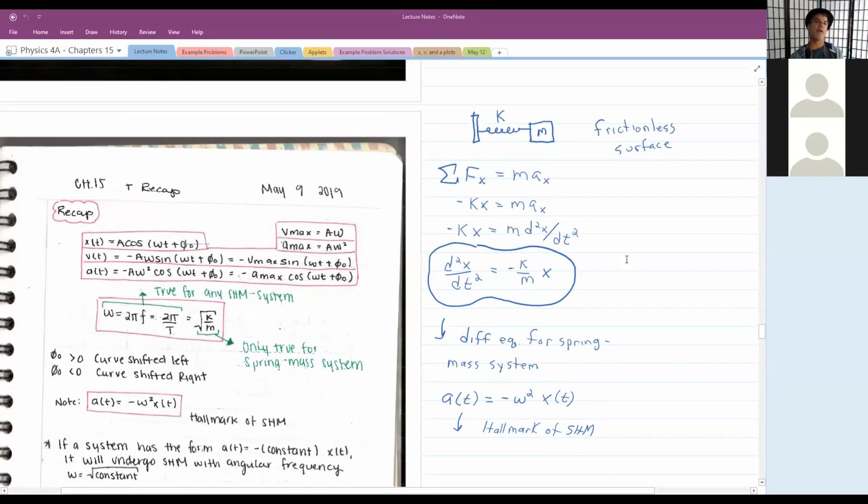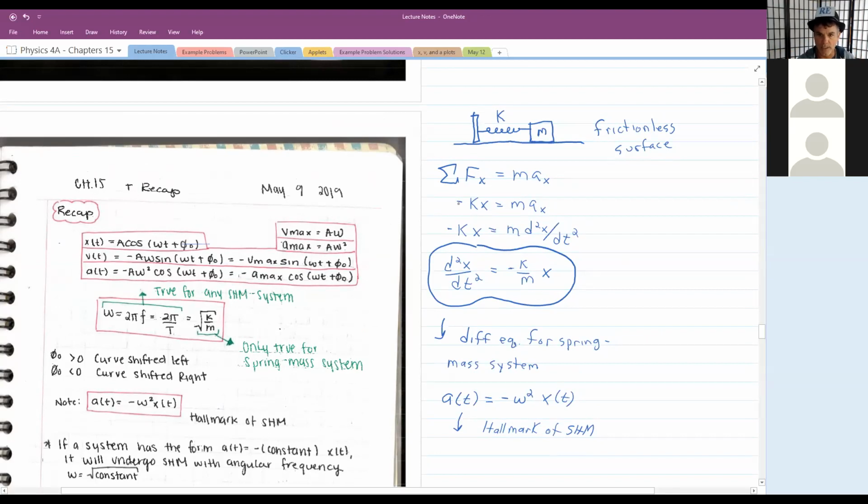So let's start with a little recap. Keep in mind, simple harmonic motion, we are using a simple model of a mass connected to a spring constant K, oscillating back and forth on a frictionless surface. And I mentioned before, it's not that spring mass systems are so important, but they illustrate simple harmonic motion, and there are many different systems that undergo simple harmonic motion.